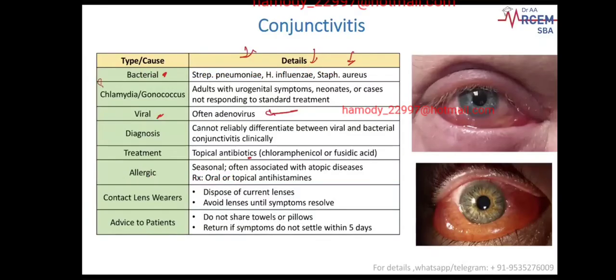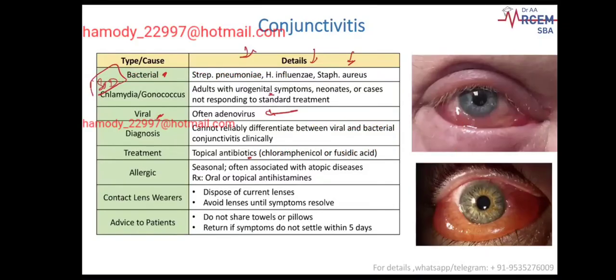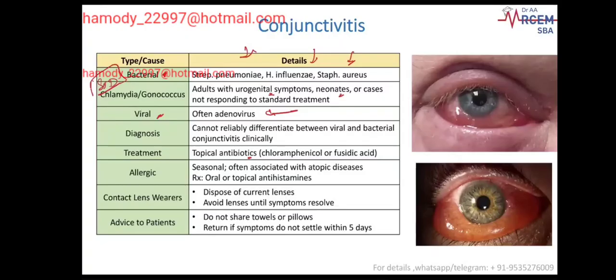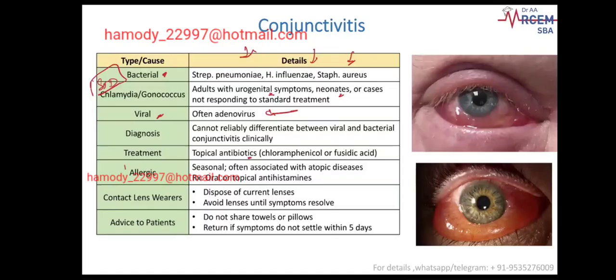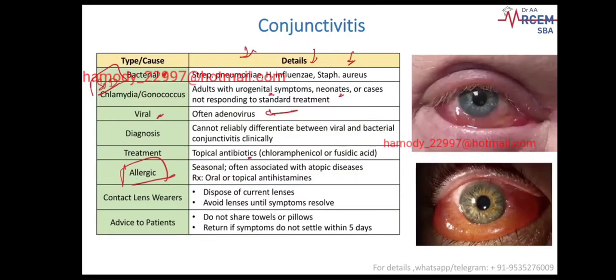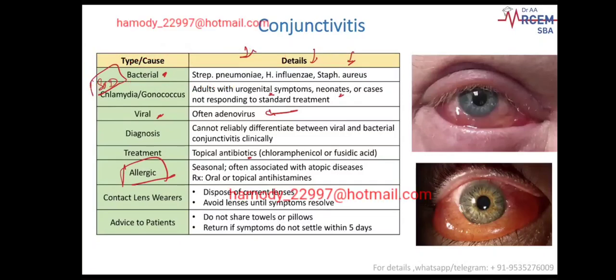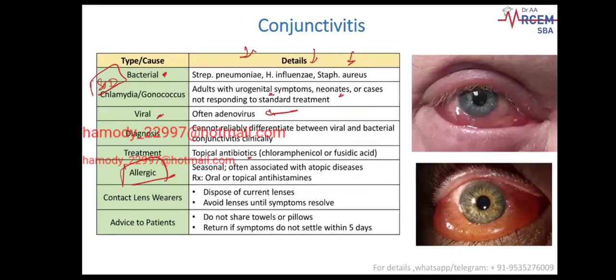Sometimes it might be because of organisms which cause STDs, like chlamydia and gonococcus. These patients will have urogenital symptoms, or it might be in neonates just born. I'll be discussing neonatal conjunctivitis in upcoming slides. In those patients, think of a chlamydial or gonococcal infection. Sometimes it might be allergic. Usually they'll have associated asthma or hay fever. So using topical antihistamines will be effective in these individuals.